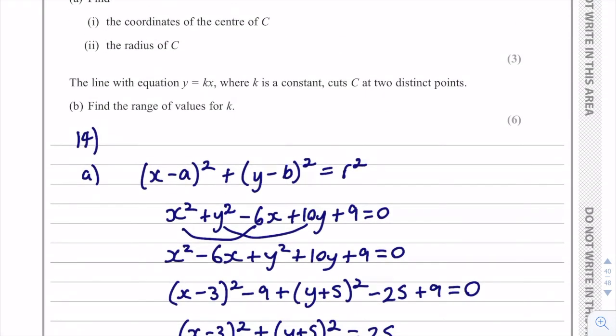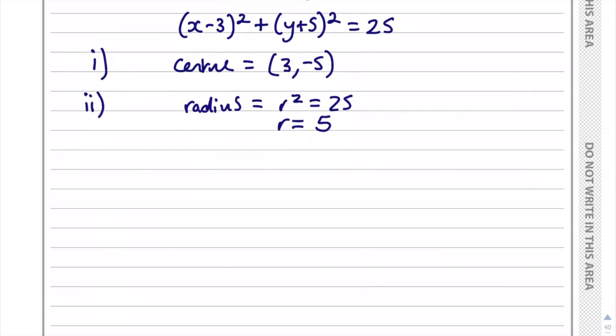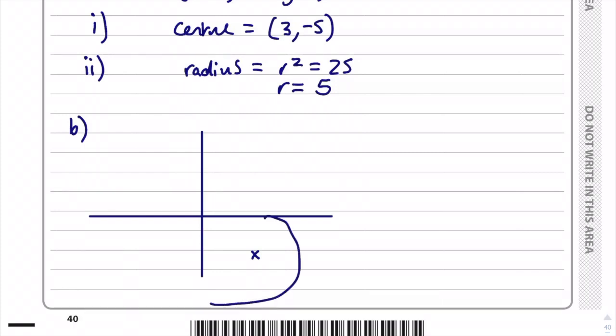And then it says the line with equation y equals kx, where k is a constant, cuts C at two distinct points. Find the range of values for k. Okay, so first what I'm going to do is draw a diagram. And we know our circle has centre (3, minus 5). So let's say that's around here. And its radius is 5. So if I draw a circle, let's say it looks something like this.